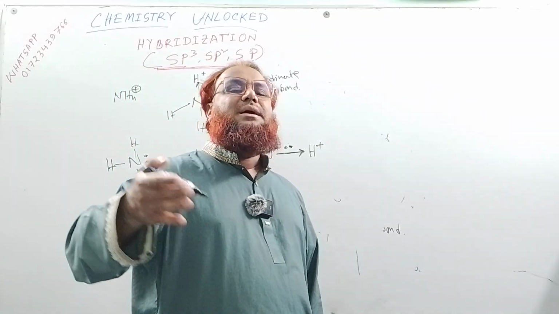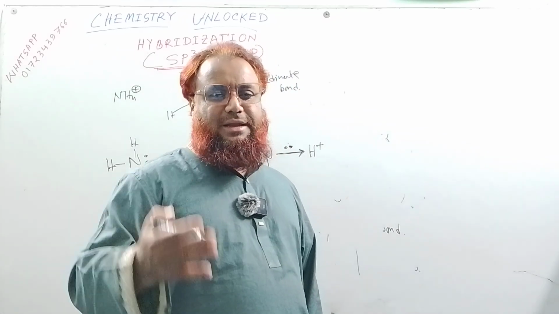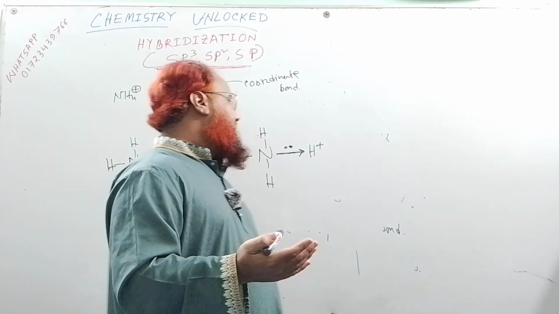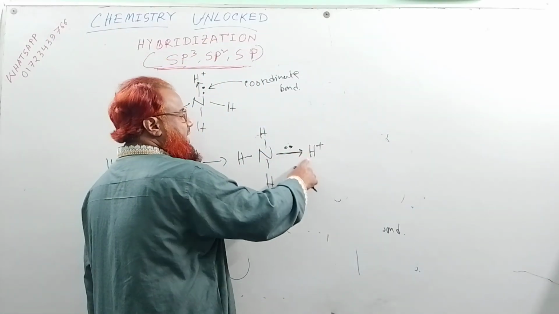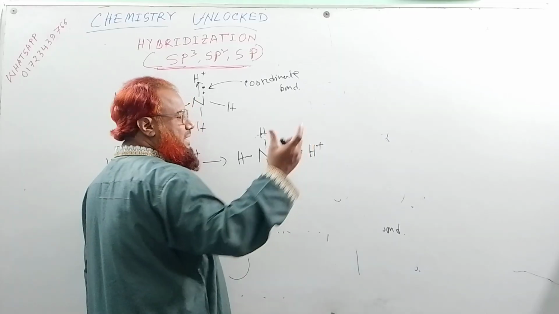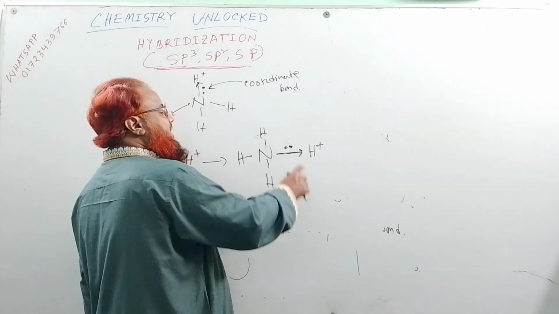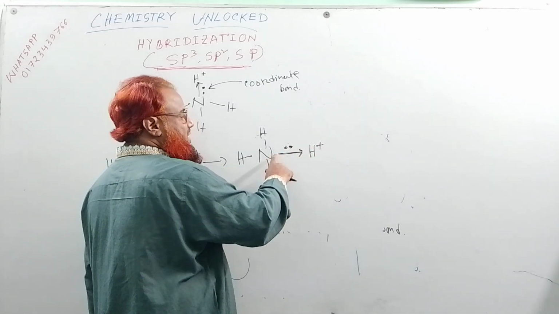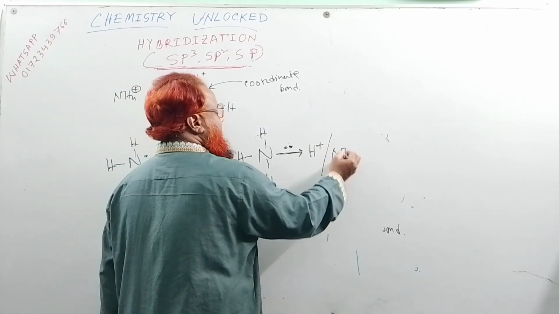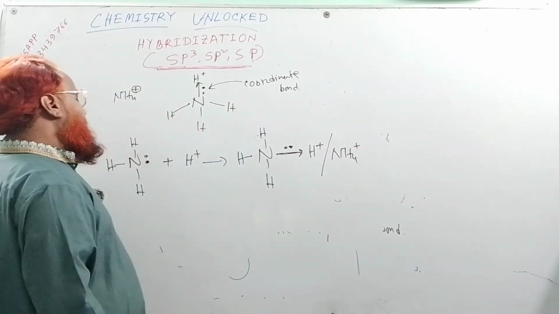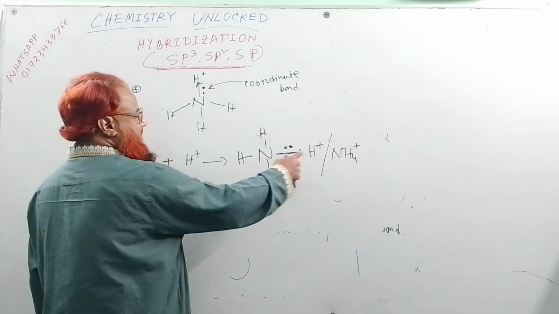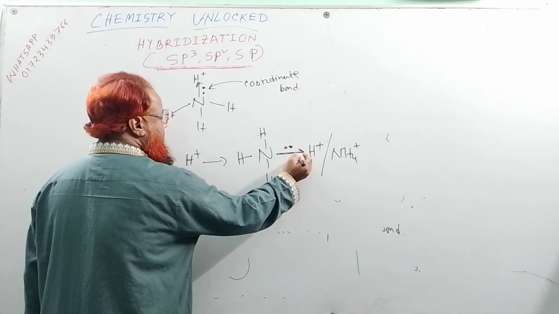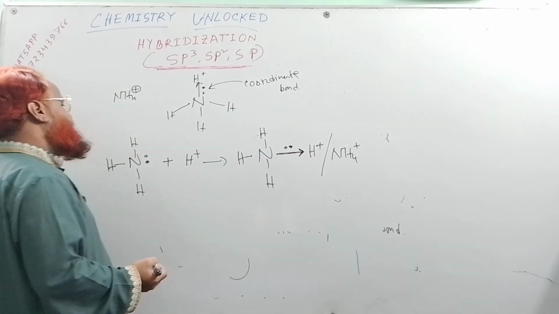That means it must have the empty orbital that will participate in sharing. Here H+ means it has no electron and its 1s orbital is empty. For that reason, the lone pair electron supplied by this nitrogen is shared between this nitrogen and H+, and they will form what? NH4+. So this is the donor atom or supplier atom, this is the receiver atom for this lone pair electron, and this arrow sign is the symbolization for coordinate bond.